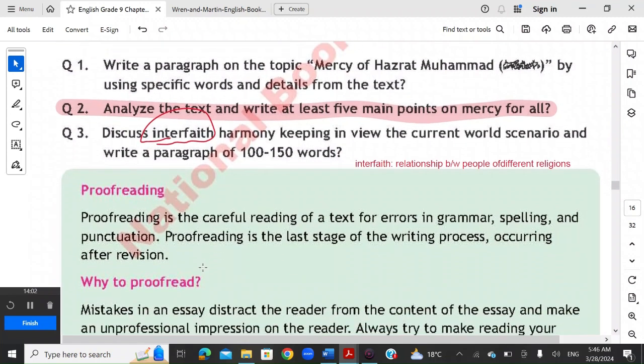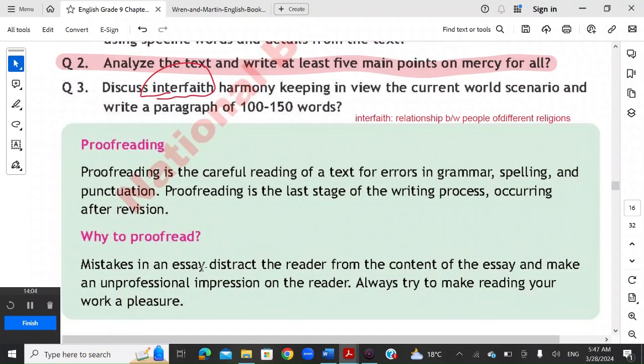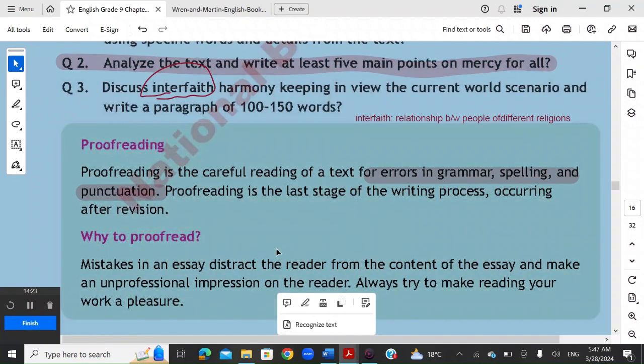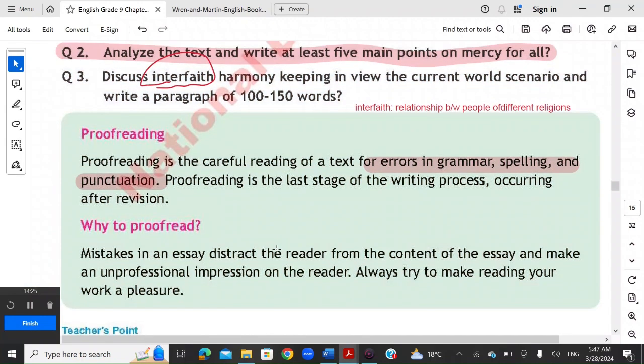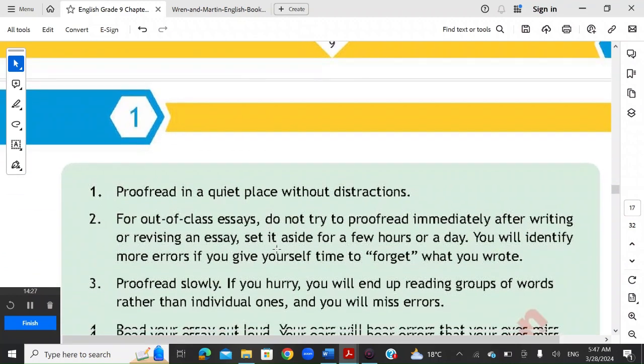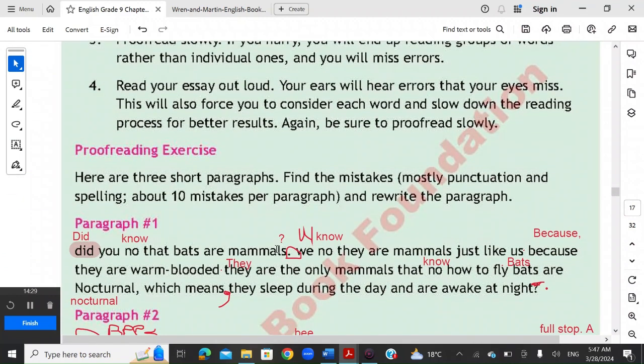Let's move towards the next part, proofreading. Proofreading, you can read it all on your own. It's basically to find out the errors. It could be errors in grammar, spelling, and punctuation. So read it on your own. If you do not understand anything, you can tell me. Read all the information on your own.